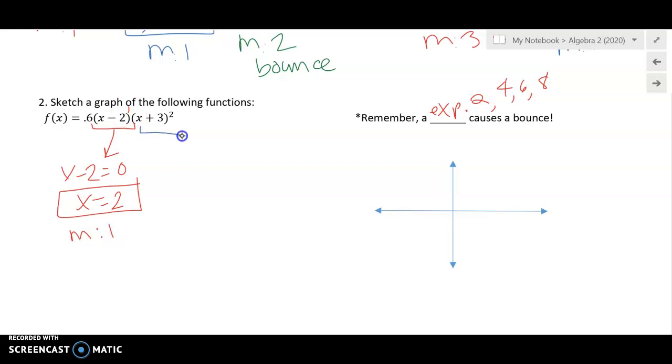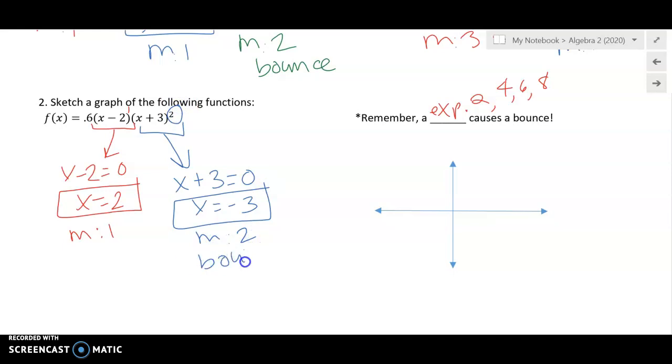Okay, let's do the next part. X plus 3. So I take x plus 3. It equals 0. Solve it. I get x is equal to -3. Look at the exponent. That's going to be a little different. That means I have a multiplicity of 2, or what we just talked about on the side there. I'm going to have a bounce. So I just write it so I don't forget.